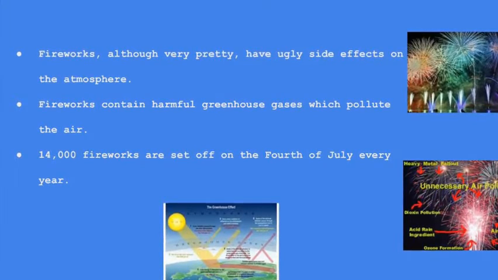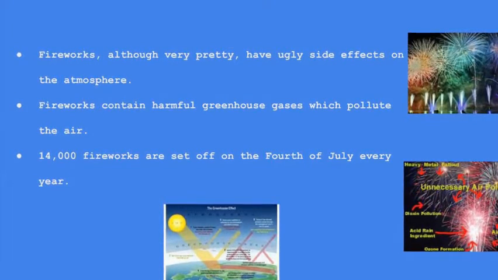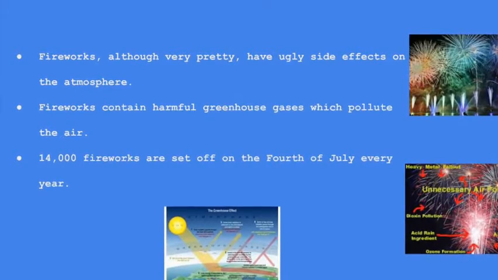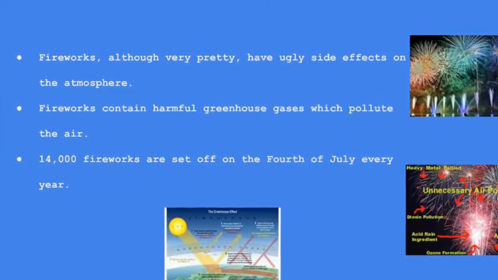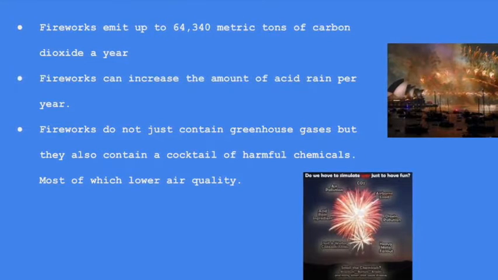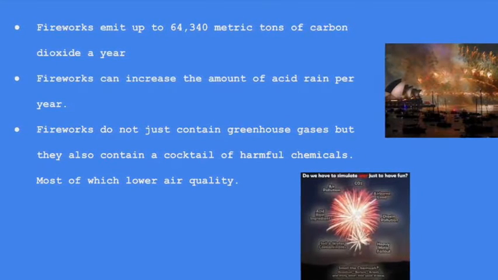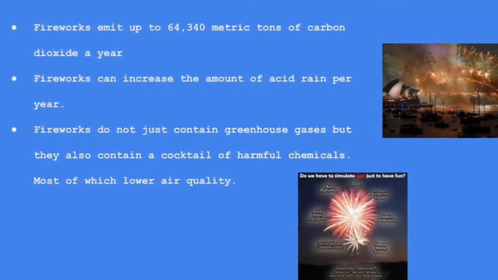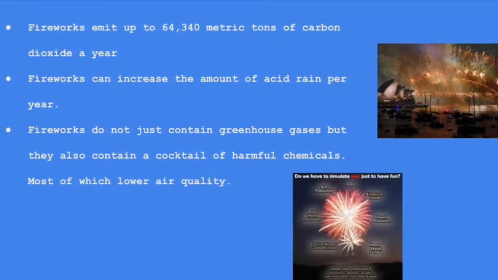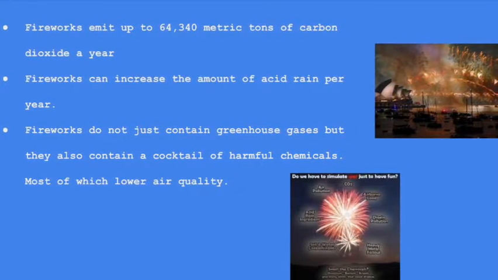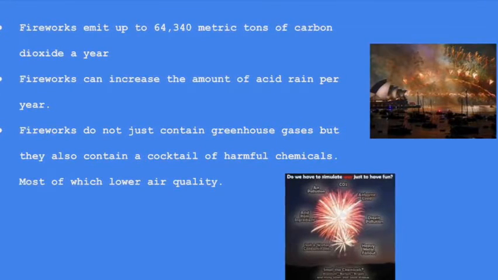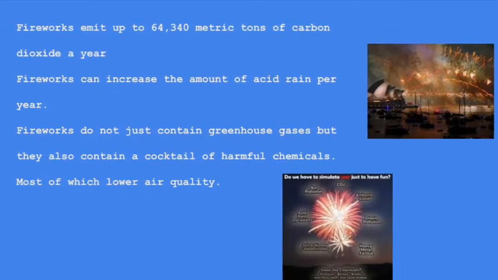Nearly 14,000 fireworks are set off on the 4th of July every year. This number does not include the 30,000 tons of fireworks shipped to the U.S. every year. Fireworks emit up to 64,340 metric tons of carbon dioxide a year. This is roughly 128,680,000 pounds. Fireworks can increase the amount of acid rain per year. Acid rain is caused by sulfur oxide and nitrous oxide, two of the main chemicals in fireworks.